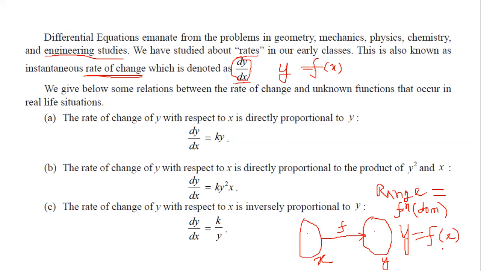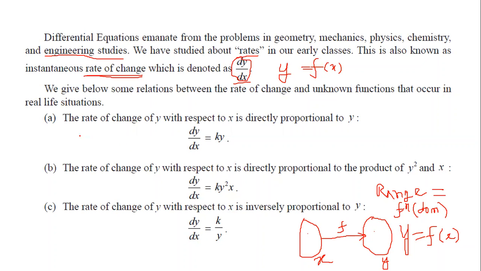We give below some relations between the rate of change and unknown functions that occur in real life situations. What is the implementation of set theory? It is simply the implementation of set theory in relation, then function. Set, relation, function. Afterwards we can derive many functions, one-to-one function, many-one function, whatever it may be.